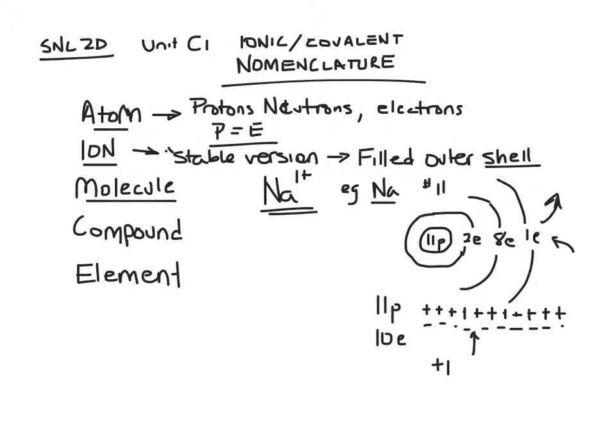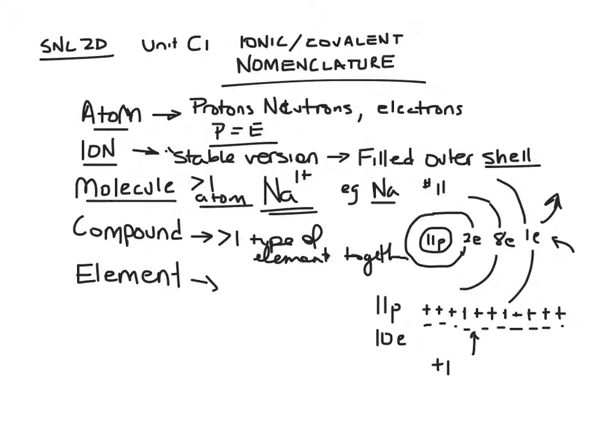A molecule is just more than 1 atom together, or more than 1 ion together. A compound is more than 1 type of element bonded together. Okay? And an element is just one type of atom. Sorry, I'm getting it squished around there. Okay? So atom, ion, molecule, compound, element.